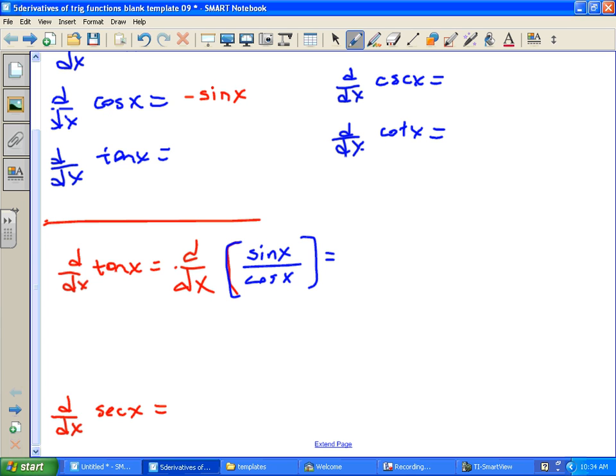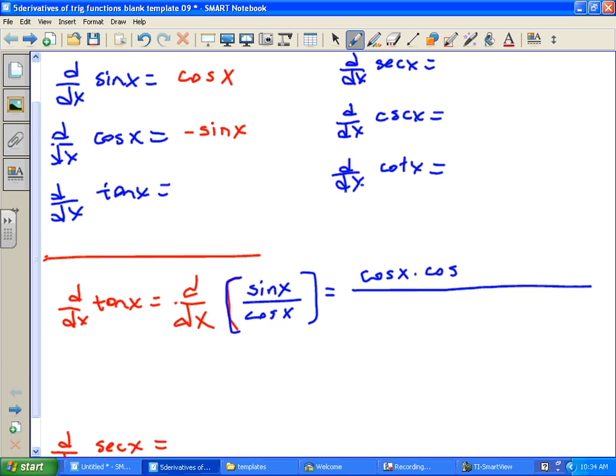What rule should I use to differentiate this? How about the quotient rule, right? So according to the quotient rule, we write down the lower expression as it is, cosine x, times the derivative of the higher. We just learned the derivative of sine is cosine. Do I have a plus or minus in the middle? Minus for the quotient rule. Now the higher term, sine x, times the derivative of the lower, which is the derivative of cosine, that is negative sine x. Everything should be divided by the denominator squared. In this case, that's cosine squared x.